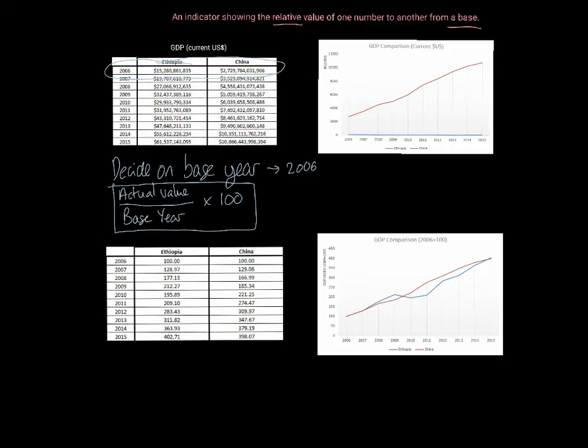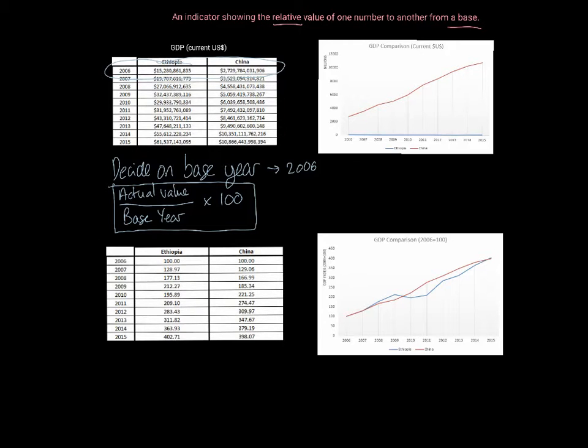So we can see that, for instance, in China, this has grown at a relatively consistent rate. In Ethiopia, it grows up to here, then it has a dip, and then it recovers quite strongly after that. So it makes the trends much more apparent than they were just in the raw data.